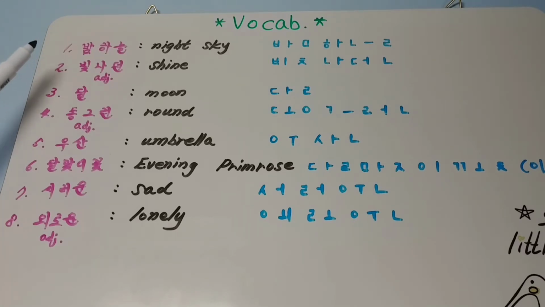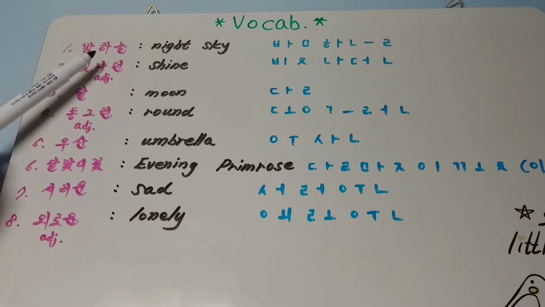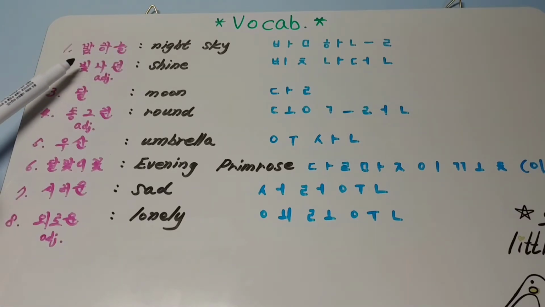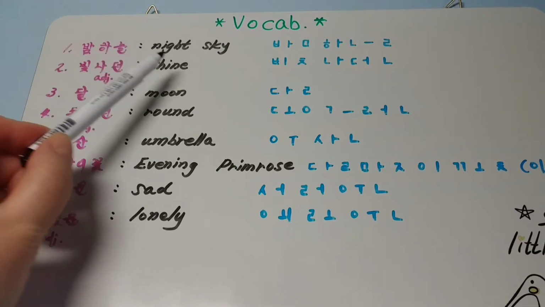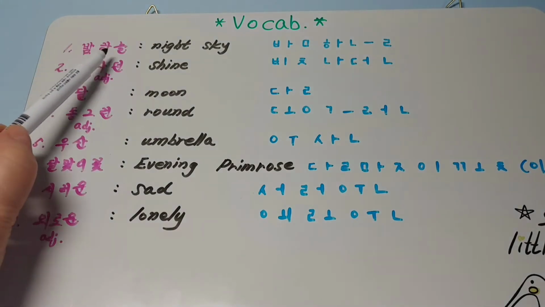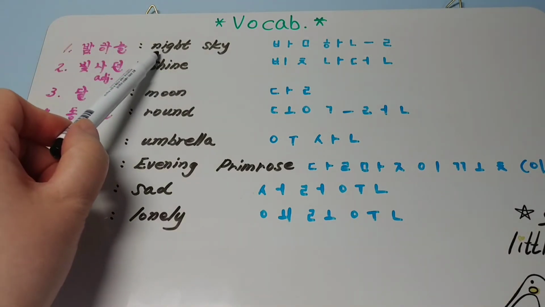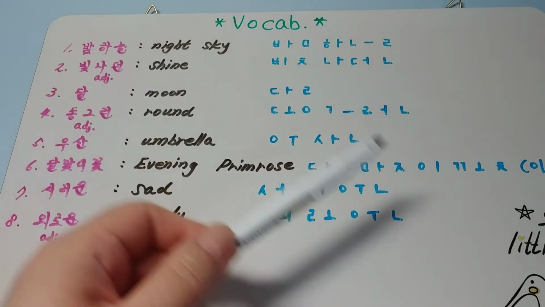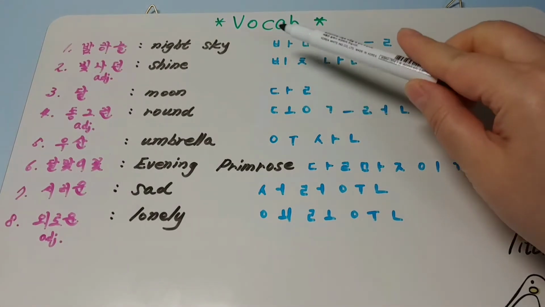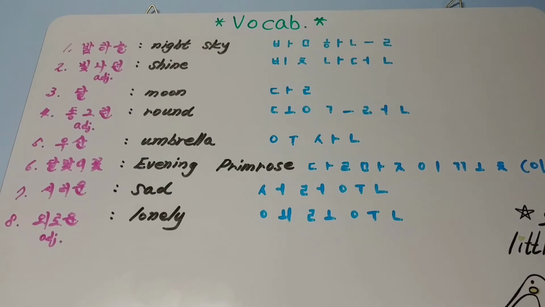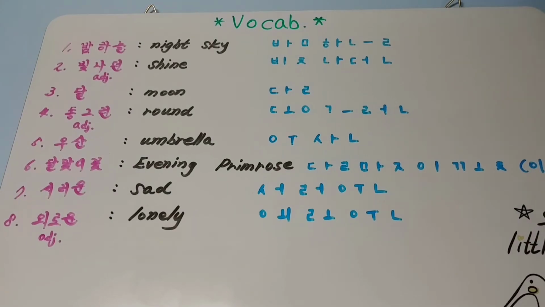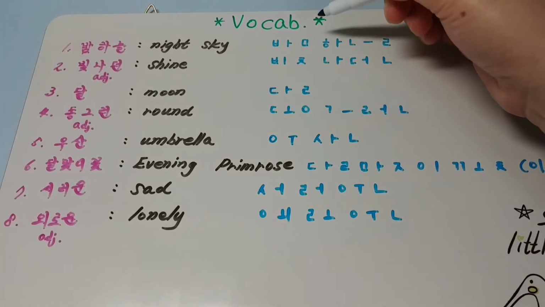First, number 1. 밤하늘. It is a combined word. 밤 means night. 하늘 means sky. So 밤하늘 means night sky. And here's the proper order to write 밤하늘. And then let's write 밤하늘 with me.